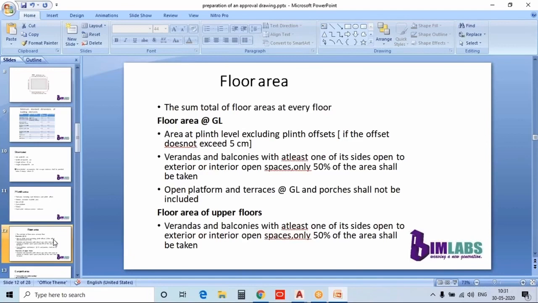The floor area of upper floors, that is the first floor, second floor, third floor, whatever, is the same case. Verandas and balconies with at least one side open to exterior or interior open spaces are not included fully; you calculate only up to 50% of the area. Also, you have to exclude the open terraces. And if the staircase is located on the terrace portion, we can exclude that area. You have to take only the usable area, so we can exclude the terrace portion if the stair is on the terrace portion.